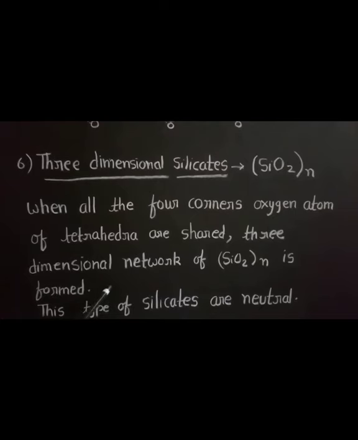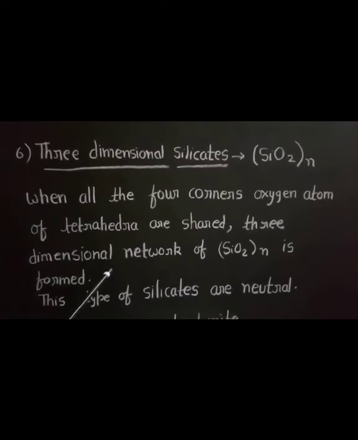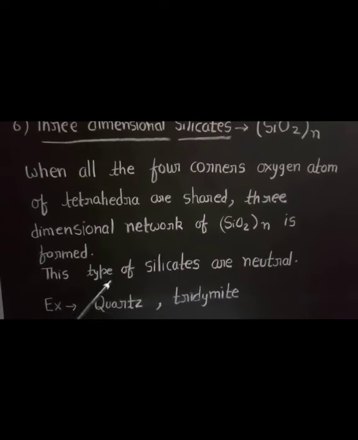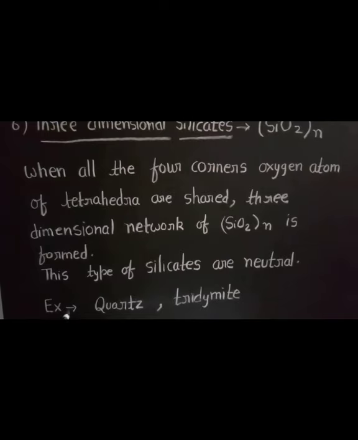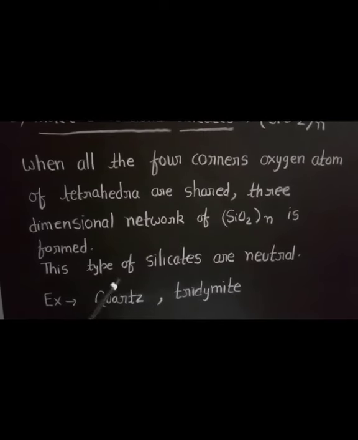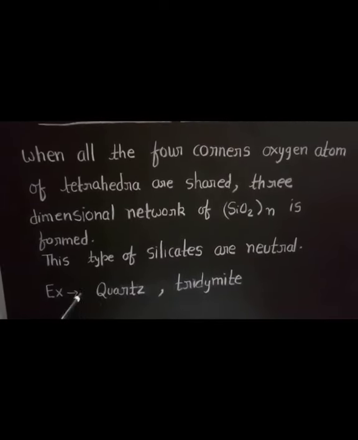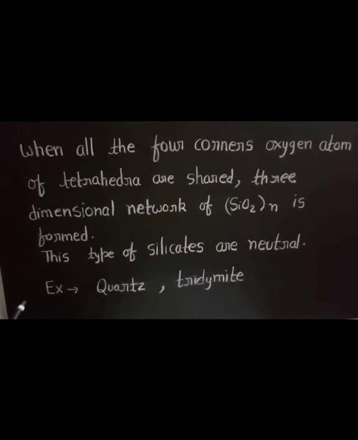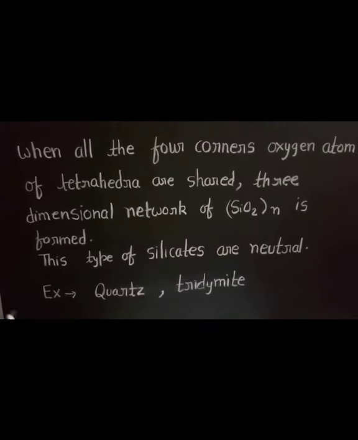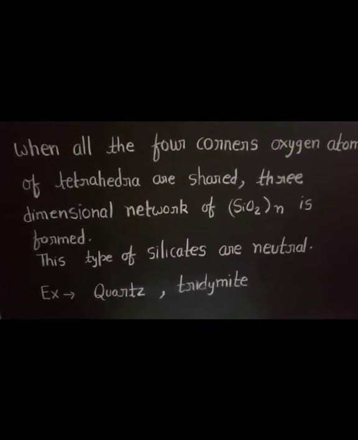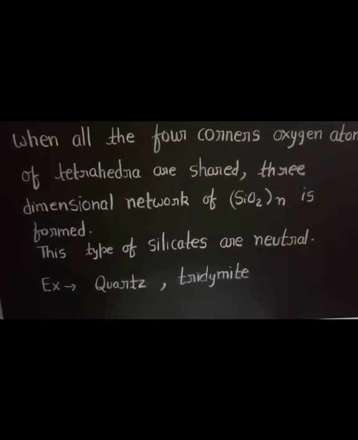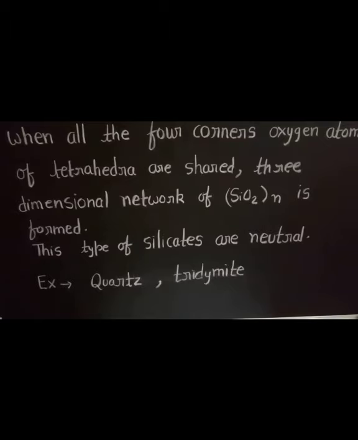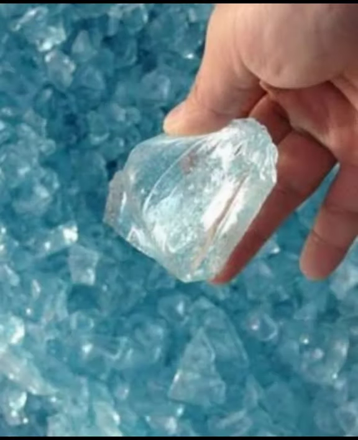This type of silicate is neutral because there are no charges. All the 4 oxygen atoms are shared with other tetrahedral units, so it forms a three-dimensional network, and it is called a tectosilicate. The best example for this three-dimensional silicate is quartz. The tectosilicates can be converted into three-dimensional aluminosilicates by replacing SiO4 units by AlO4 5 minus units. The best examples are feldspar and zeolite, etc.